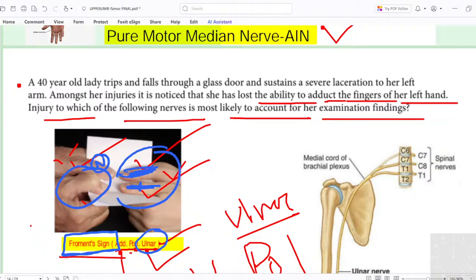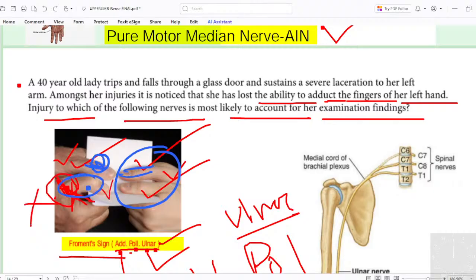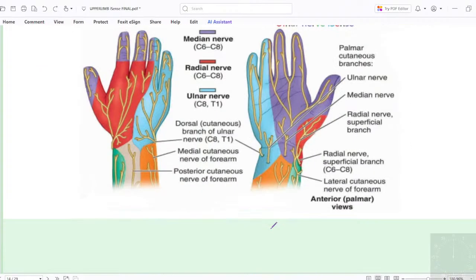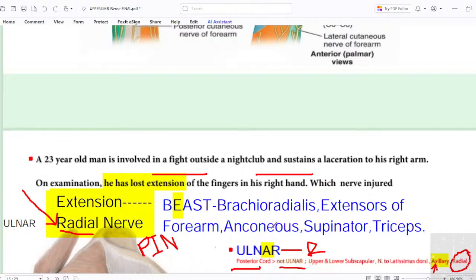So only with the tip of the thumb, which is supplied by FDP, this patient grips. The adductor pollicis will not be working. This is called Froment's sign. Froment's sign indicates that the patient has an ulnar nerve injury. Adductor pollicis, ulnar.